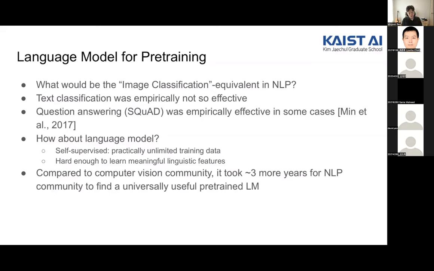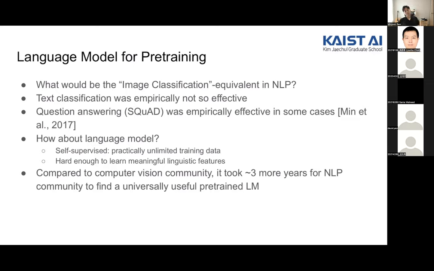I think there is some evidence supporting this idea. For instance, this is one work that I was also involved in. If you train a model on question answering, for instance SQuAD, and then you fine-tune that on some text classification task or some other task, it actually works pretty well. So it has a very effective transfer learning accuracy. And question answering is probably harder than text classification in many cases. So I think that was one of the empirical evidences that transfer learning works only when the source task is difficult enough.